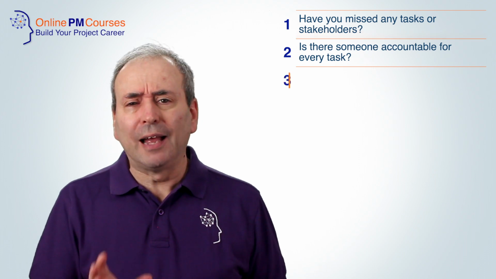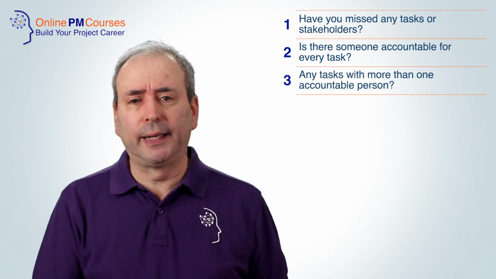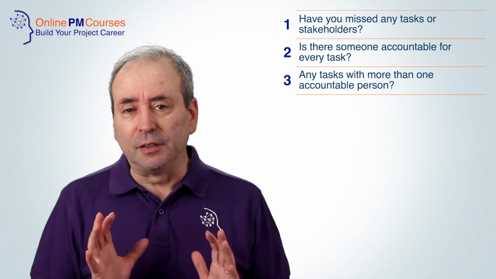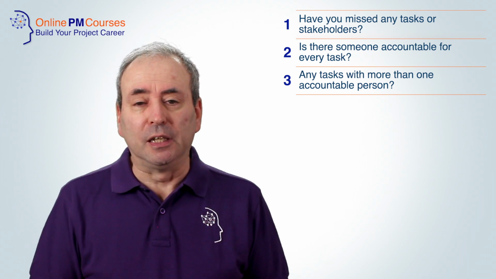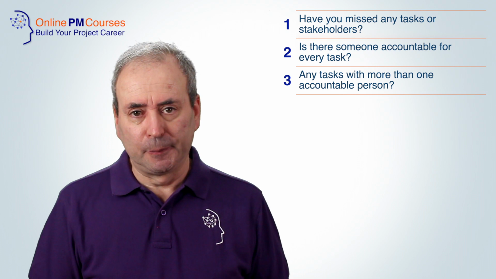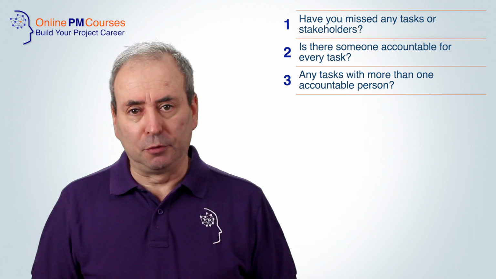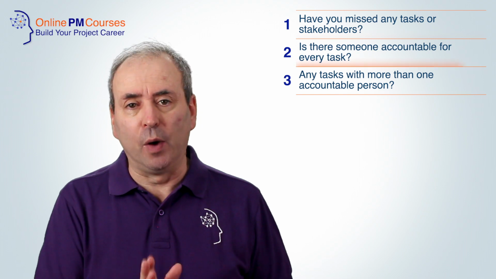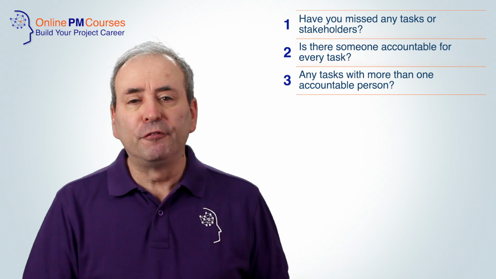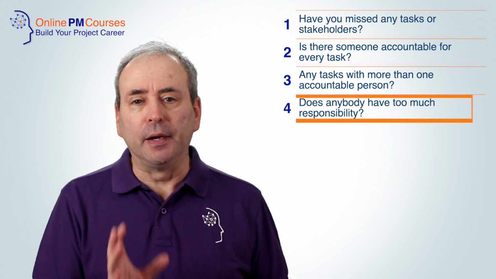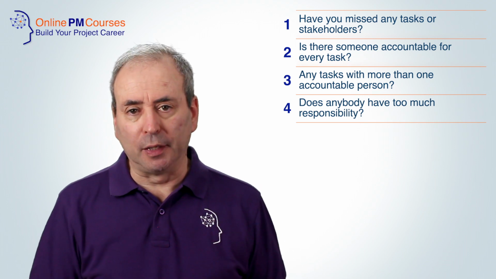Next, do you have any tasks with more than one accountable person? Because if you do, there's the possibility of ambiguity and dispute. Now, it is possible that 2 people can be accountable for a task, but you should always question whether it is wise. Fourth, has anybody been allocated too much responsibility?